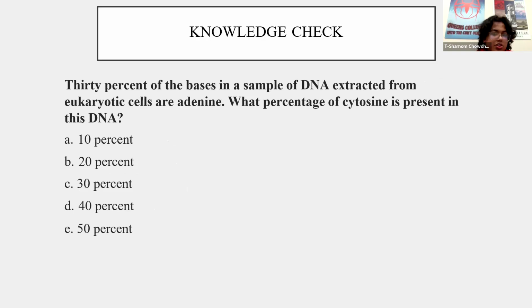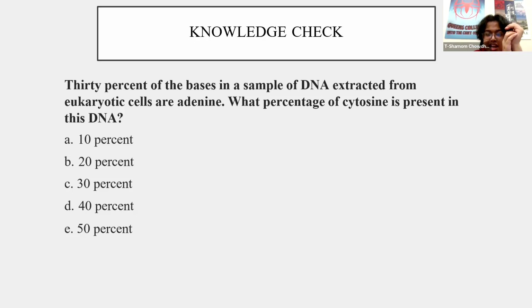All right, another question. 30% of the bases in a sample of DNA is adenine. What percentage of cytosine is present in the DNA? I see a lot of C's, but C is actually not the correct answer. B is the correct answer. This is another way they try to trick you, because remember what I said: adenine and thymine are the combinations. So if you have 30% adenine, you have 30% thymine, not 30% cytosine.